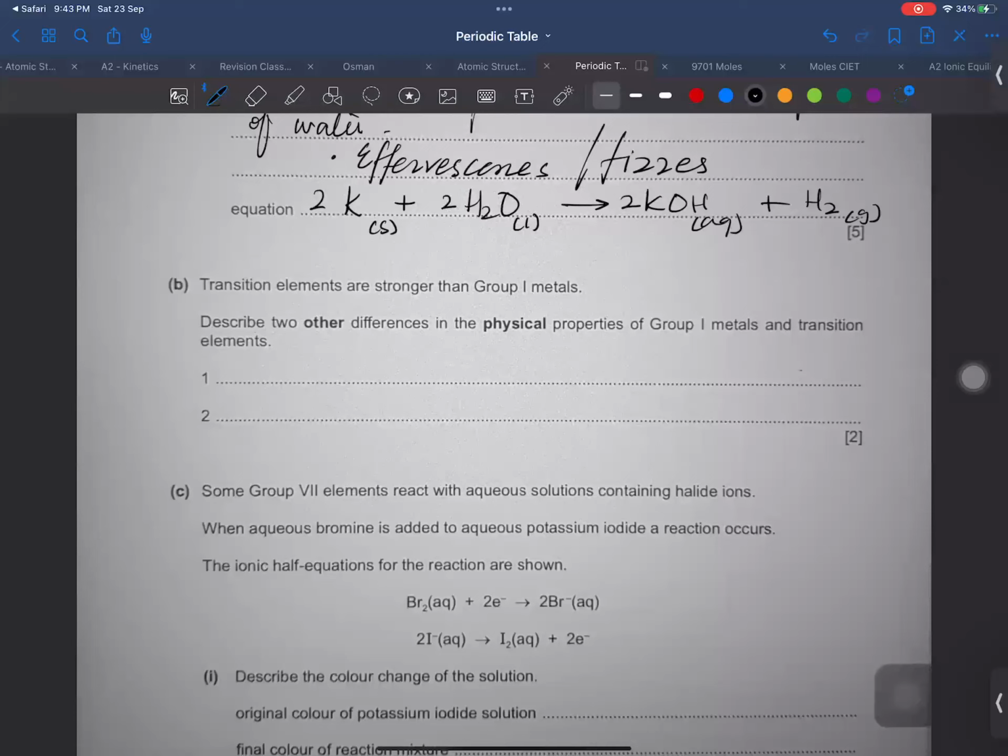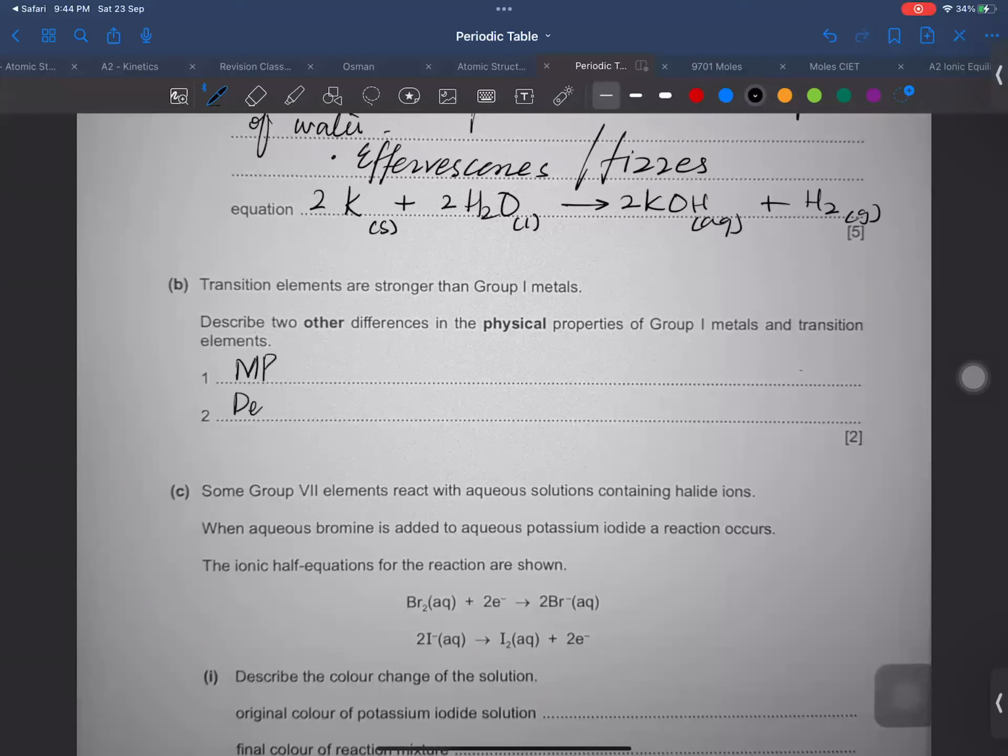Okay, thank you, sir. Okay, so the B part is saying transition elements are stronger than group 1 elements, right? Describe two other differences in the physical properties of group 1 metals and transition metals. So they are saying stronger. It means they are talking about softer and harder things, right? So what do we need to talk about? We need to talk about melting point. We need to talk about density.